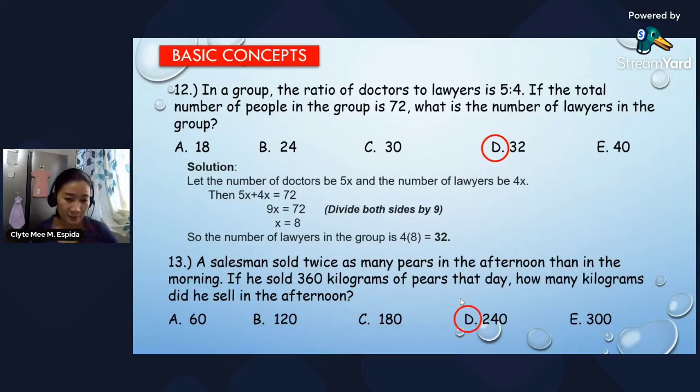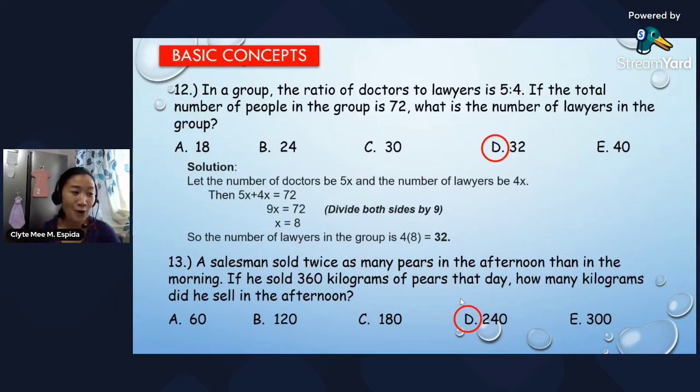Very good. So a salesman sold twice as many pears in the afternoon than in the morning. So if he sold 360 kilograms of pears that day, how many kilograms did he sell in the afternoon? So just simply divide 360 kilograms into 3 parts. Kasi, no morning, isang part lang yung na-sell niya. Pagka afternoon, twice in the morning. So that becomes 2. So 1 plus 2, that becomes 3. So divide 360 by 3, that's 120.